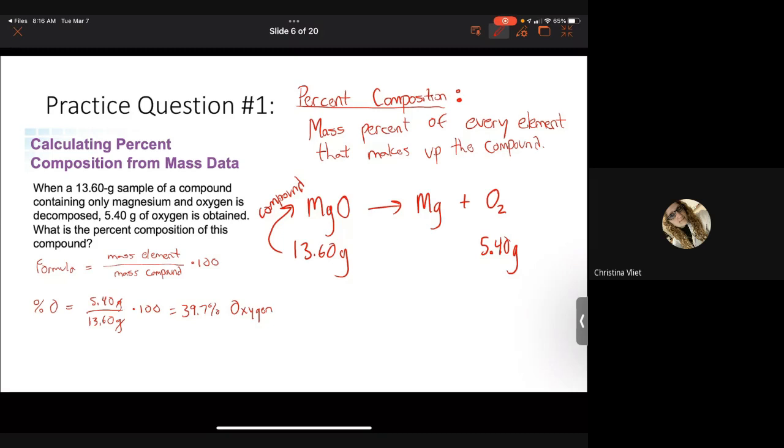So let's do that. The percentage of magnesium would then be 100 minus 39.7, which is 60.3%.